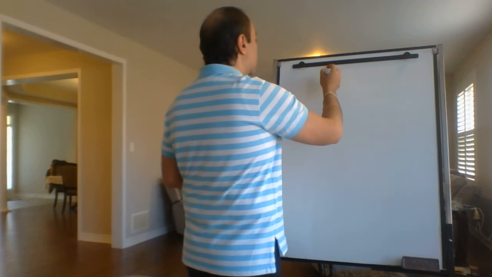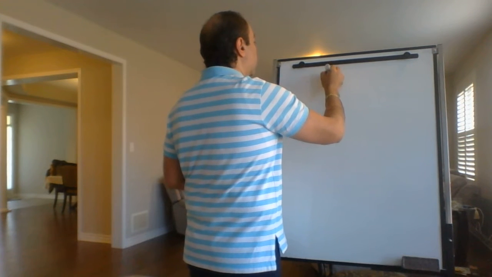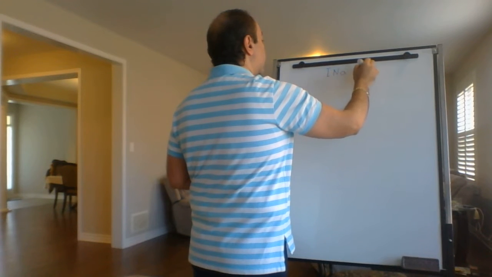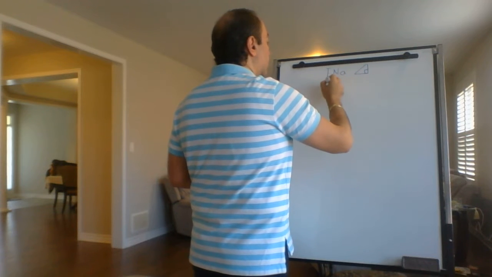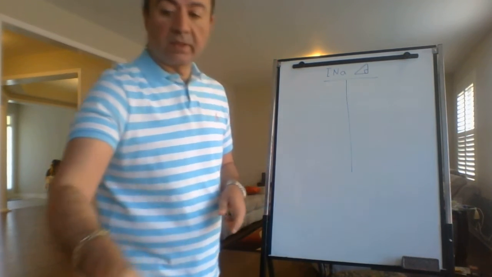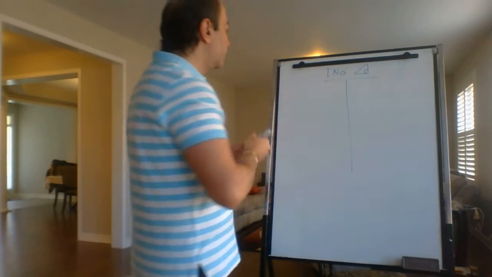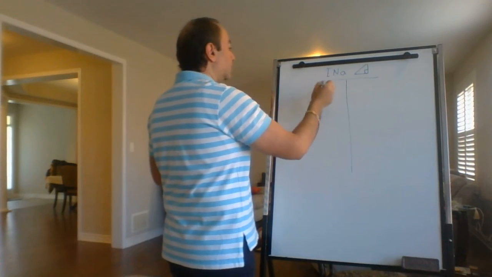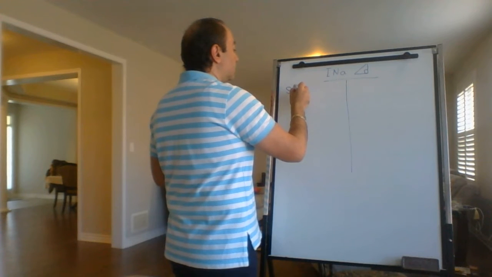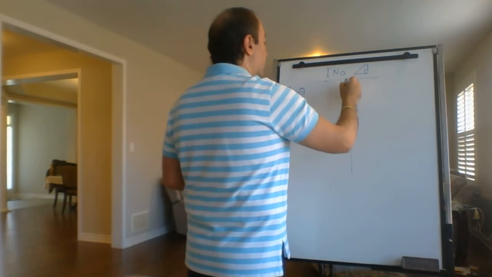So in a right triangle, we have two more trig ratios. One of them is called sine, and the other is called cosine theta.